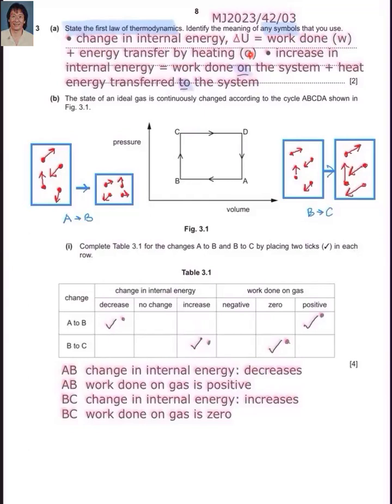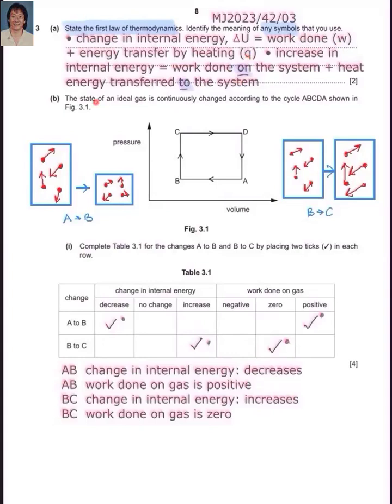The increase in internal energy is equal to the work done on the system plus the heat energy transferred to the system. You need to know when your W is positive or negative, when your Q is plus or minus. And then, therefore, you know delta U is either an increase or a decrease.